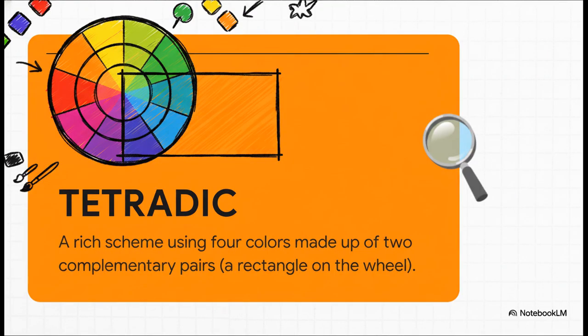And last but not least, we've got the most complex, but maybe the most rewarding scheme of all, the tetradic. People also call it the rectangular scheme. This one uses 4 colors, basically 2 different sets of complementary pairs. It gives you the most variety of any scheme, which, yeah, it can be a little tricky to pull off. But when you get it right, it's incredible.